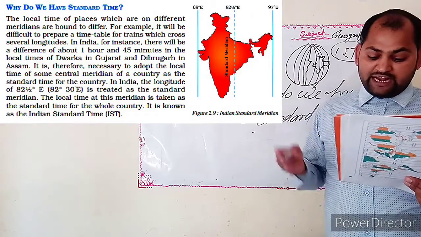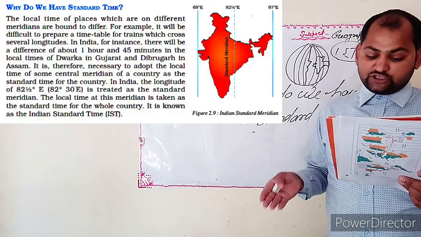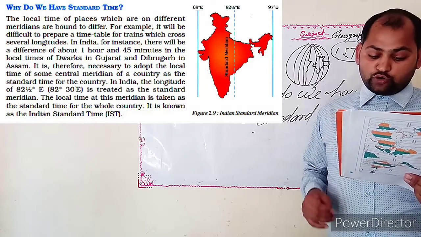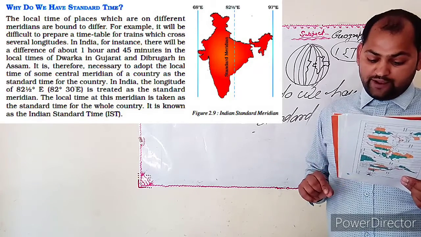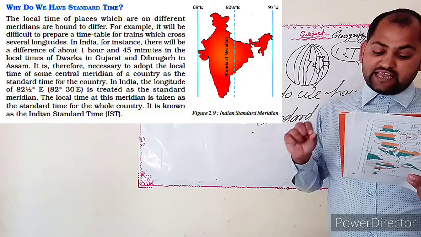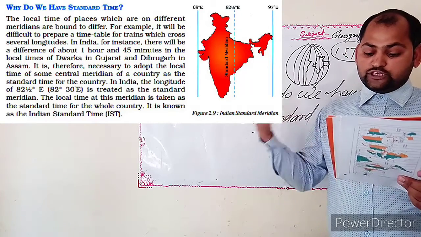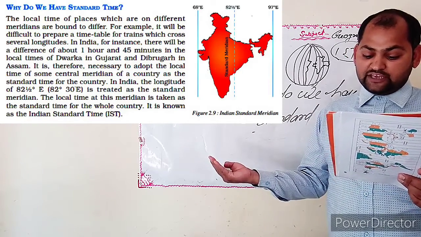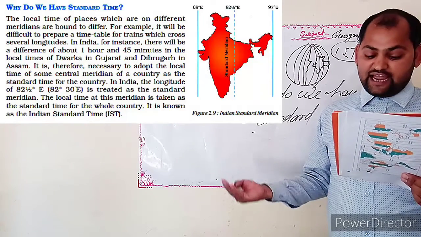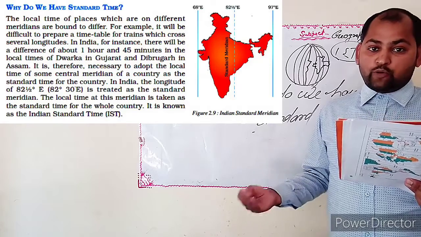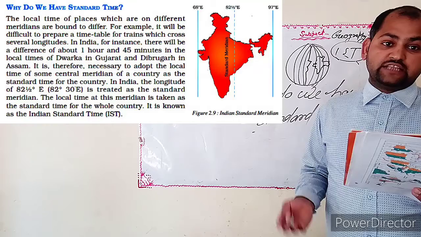Suppose you want to go from Assam, at 97 degrees east, to Gujarat, at 68 degrees east. The standard meridian time is 82 and a half degrees east. According to that, going in the direction of 97 degrees east it will be morning time, and when we go to the Gujarat side, it will be evening time.